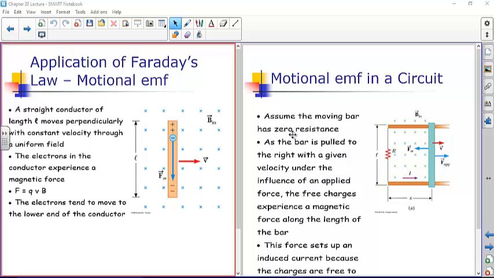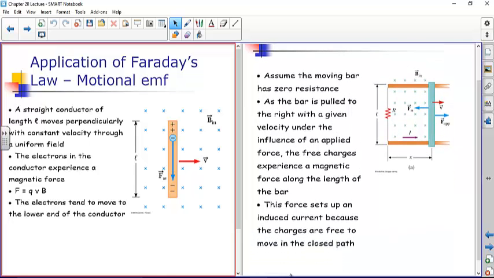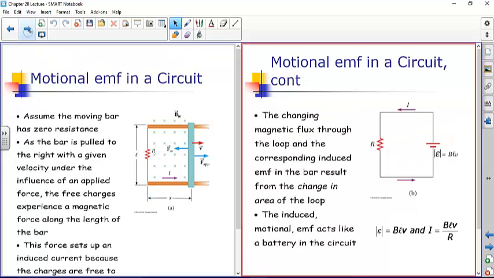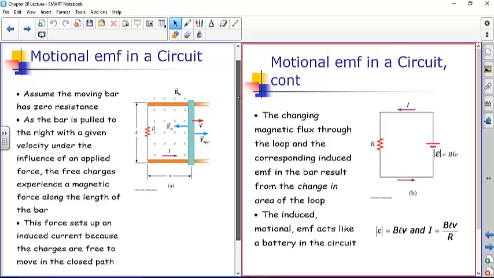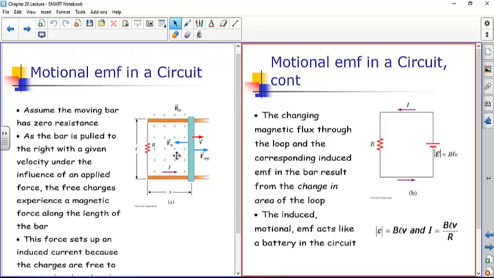So let's just read this. Assume the moving bar has zero resistance. So this has zero resistance, and also the rails have zero resistance. It says, as the bar is pulled to the right with a given velocity, under the influence of an applied force, the free charges experience a magnetic force along the bar. This force sets up an induced current because the charges are free to move in the closed path. So that's the same scenario here, except now the charges can move around the loop. I guess that doesn't explain which direction the current goes, but that's how it works.